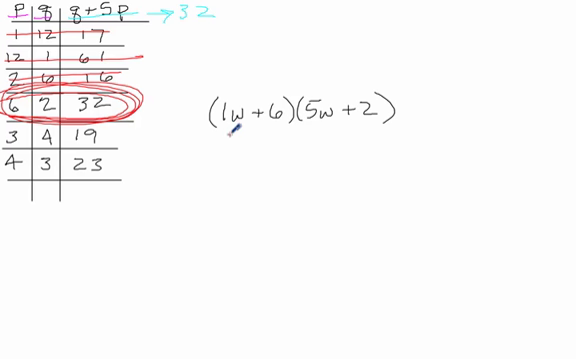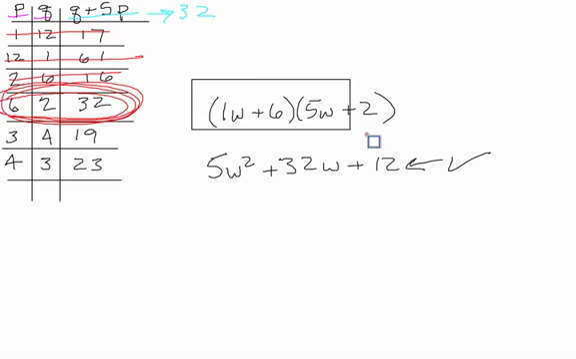Let's check. We always want to double check. We get a 5w squared for our first. Our outer is a 2w, and our inner is a 30w. Those combine to make 32w, and then our last is 12. That's what we started with, so check. That makes this the right answer.